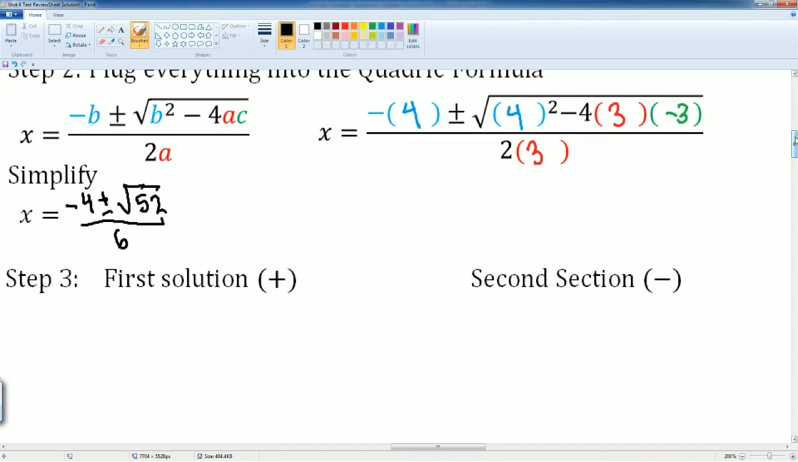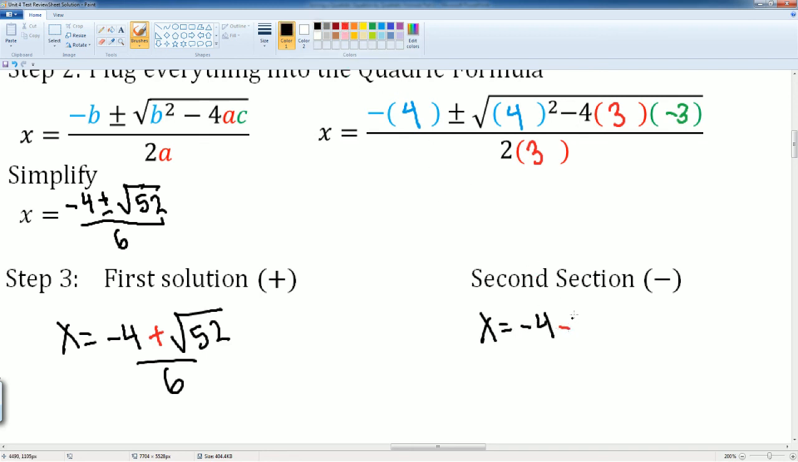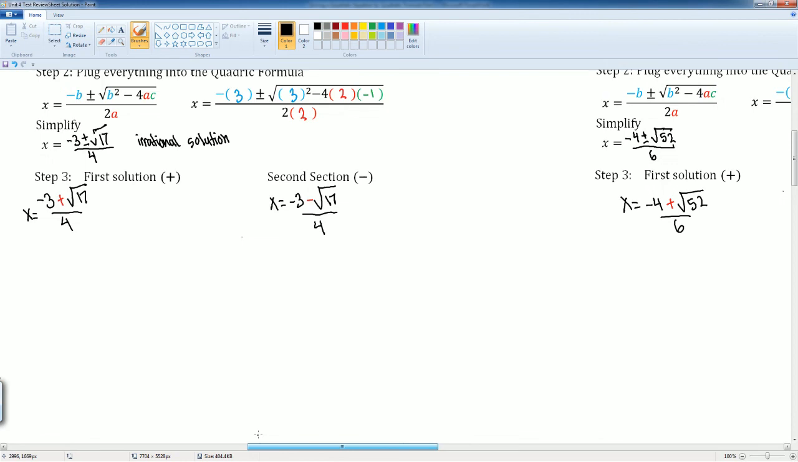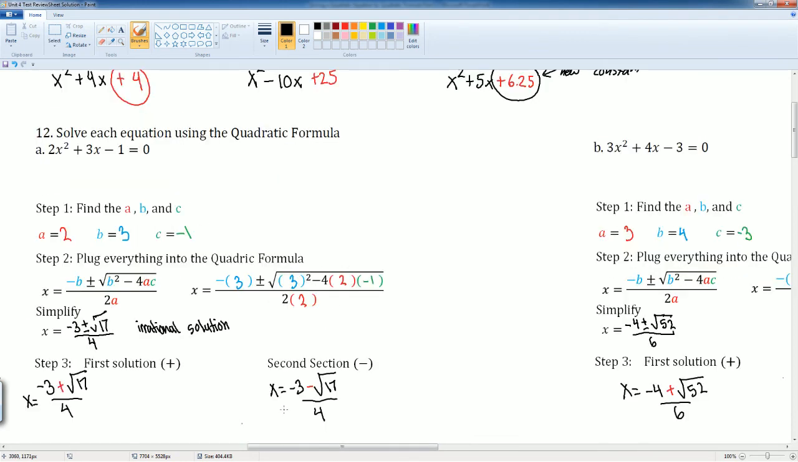Okay. So your solutions would be, your first one, x is equal to -4 plus radical 52 divided by 6. And your second solution would be x is equal to -4 minus radical 52 divided by 6. Okay, there you go. That is how you basically solve using the quadratic equation.